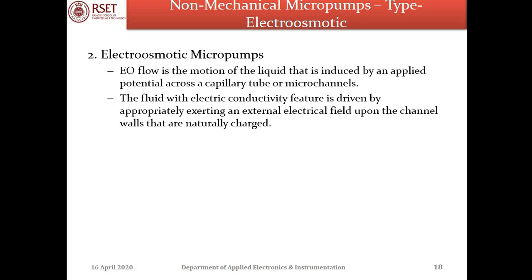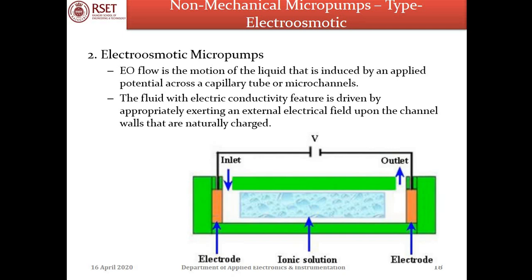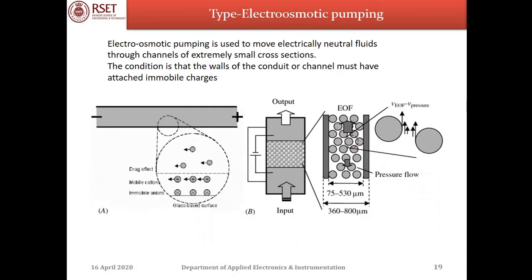The fluid with electric conductivity feature is driven by appropriately exerting an external electric field upon the channel walls that are naturally charged. Now here is the diagrammatic representation of one such arrangement where you have the electrodes placed, to which a potential is applied across, thereby giving an inlet and outlet to such a representation. Now let us see in detail how this electro-osmotic pumping actually takes place.